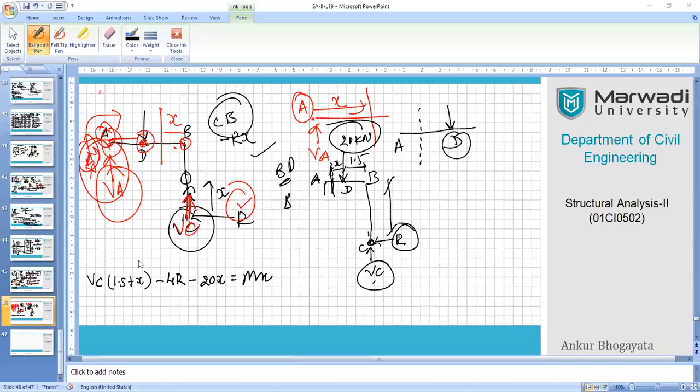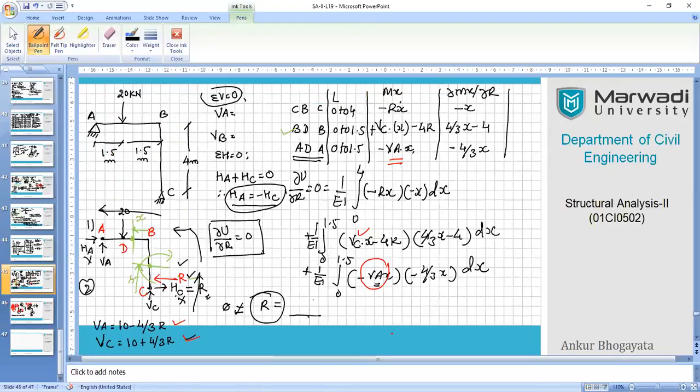Sir, I'm getting R 2.01 kilonewton. R is 2.01 kilonewton. Okay, let me cross check it with somebody else also. That's good that you have worked out after all. So I appreciate that much. And let me keep it in a pocket for a while. 2.1, right?